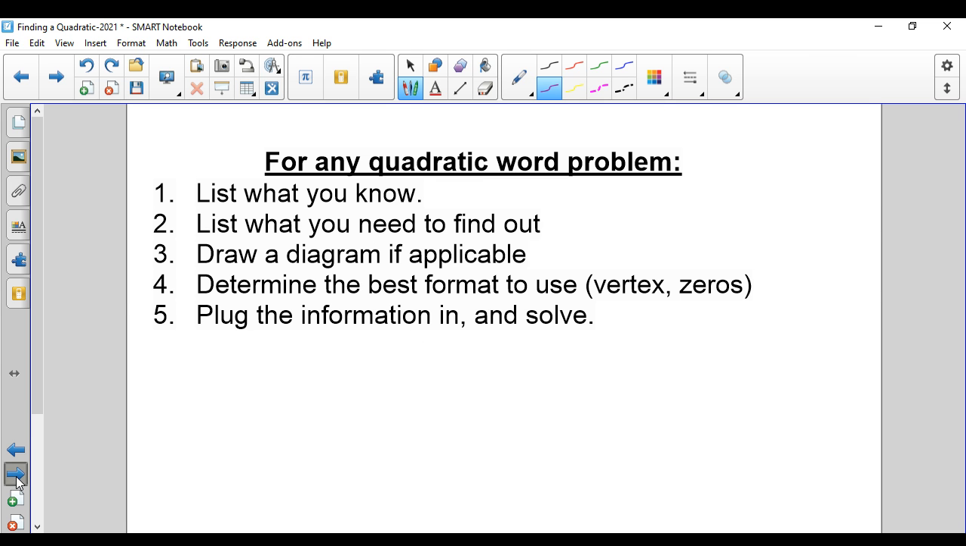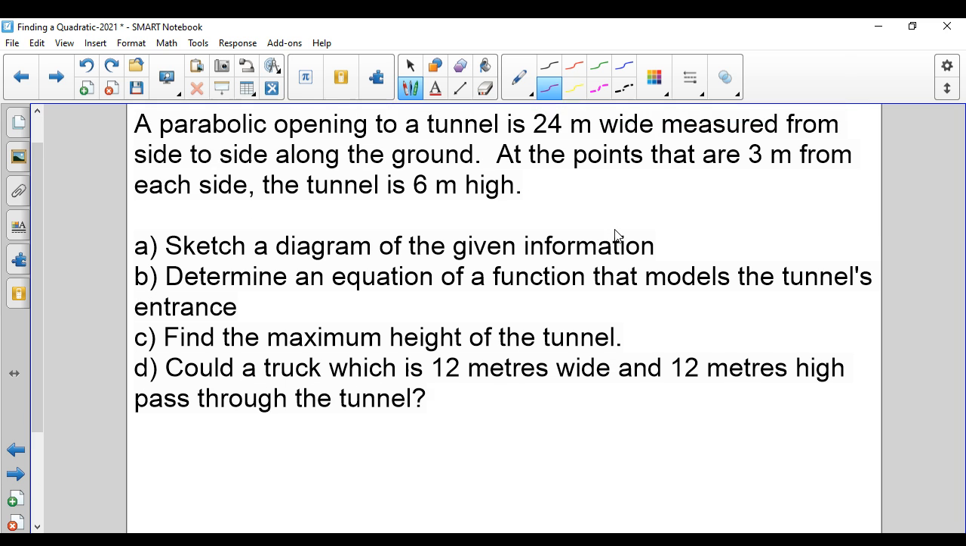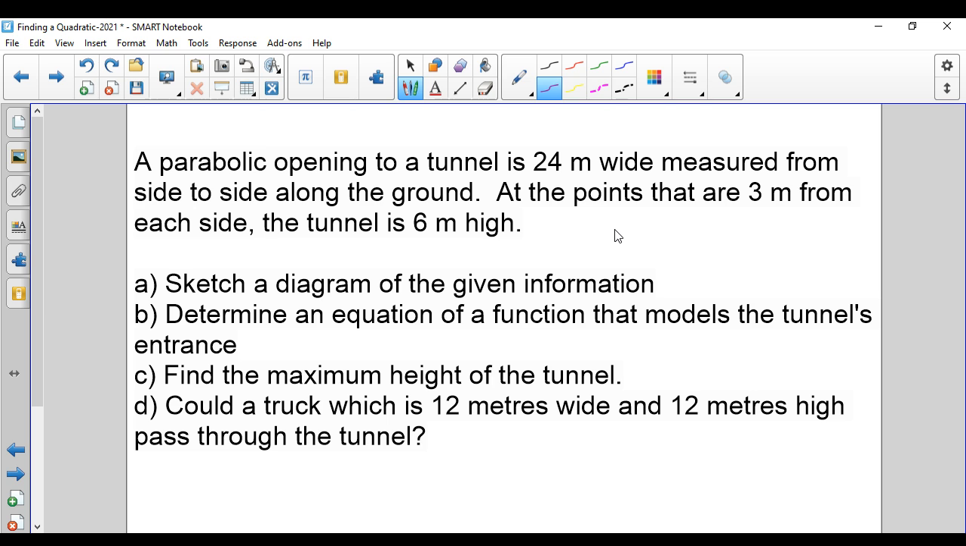I won't do the whole question because in class we only got to a certain part, so we'll only stop at the part that we got to in class. Parabolic opening to a tunnel is 24 meters wide. So if you're measuring along the ground, it's 24 meters wide. And that's from one side of the parabola where it meets the ground to the other side where it meets the ground. They're also telling us something else about the parabolic shape of this tunnel. At the point that's 3 meters from each side, the tunnel is 6 meters high.